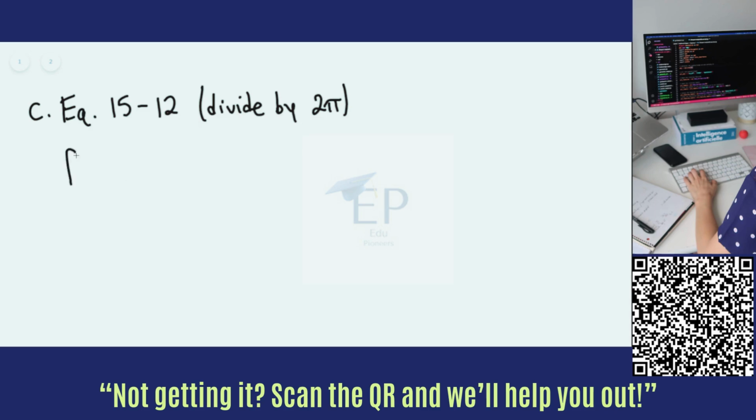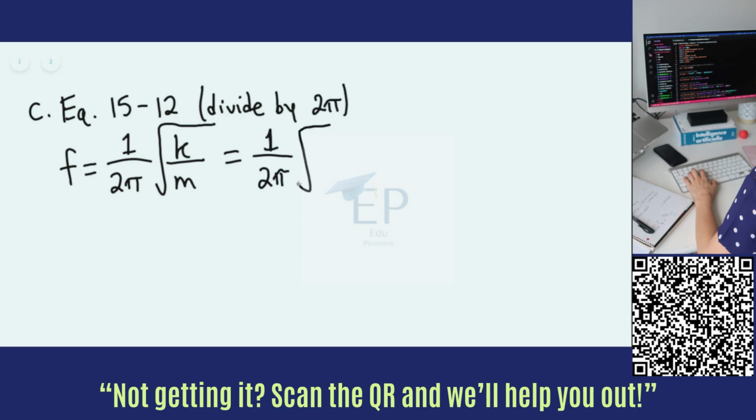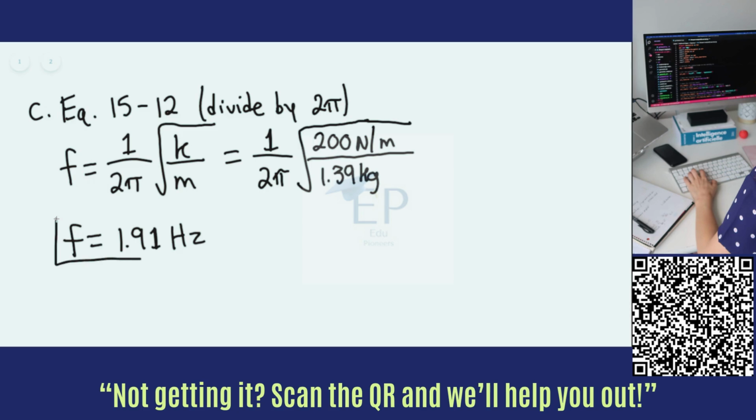And so we find that the frequency is going to be equal to 1 over 2 pi multiplied by the square root of the spring constant divided by the mass. This would be equal to 1 over 2 pi multiplied by the square root of 200 newtons per meter, the spring constant that we found in part A, divided by 1.39 kilograms, the mass we found in part B, and we find that the frequency of the oscillations is going to be equal to 1.91 hertz. This would be our answer for part C.